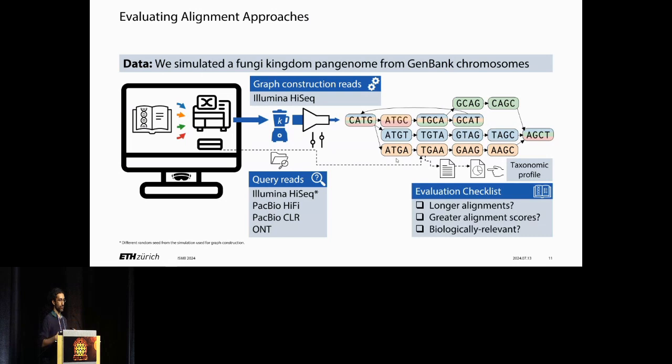And then when we want to evaluate how our alignments perform, we have these three criteria that we look at. The first is whether our alignments are actually longer. The second criterion is whether our alignment scores are higher, meaning we're getting a better quality alignment. And the third one is whether the labels that we are combining using these new operations are biologically relevant. And we can do this because we know what the ground truth labels are for each of our reads. So we can compare these to the taxonomic profile that we get from the alignment.